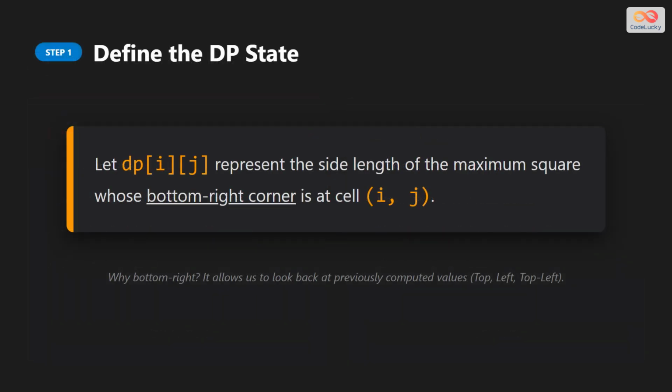The key to dynamic programming is defining the right state. Let's define a 2D array, dp, where dp of i j represents the side length of the largest square whose bottom right corner is at cell i j. By focusing on the bottom right corner, we can make decisions based on the cells we have already processed.